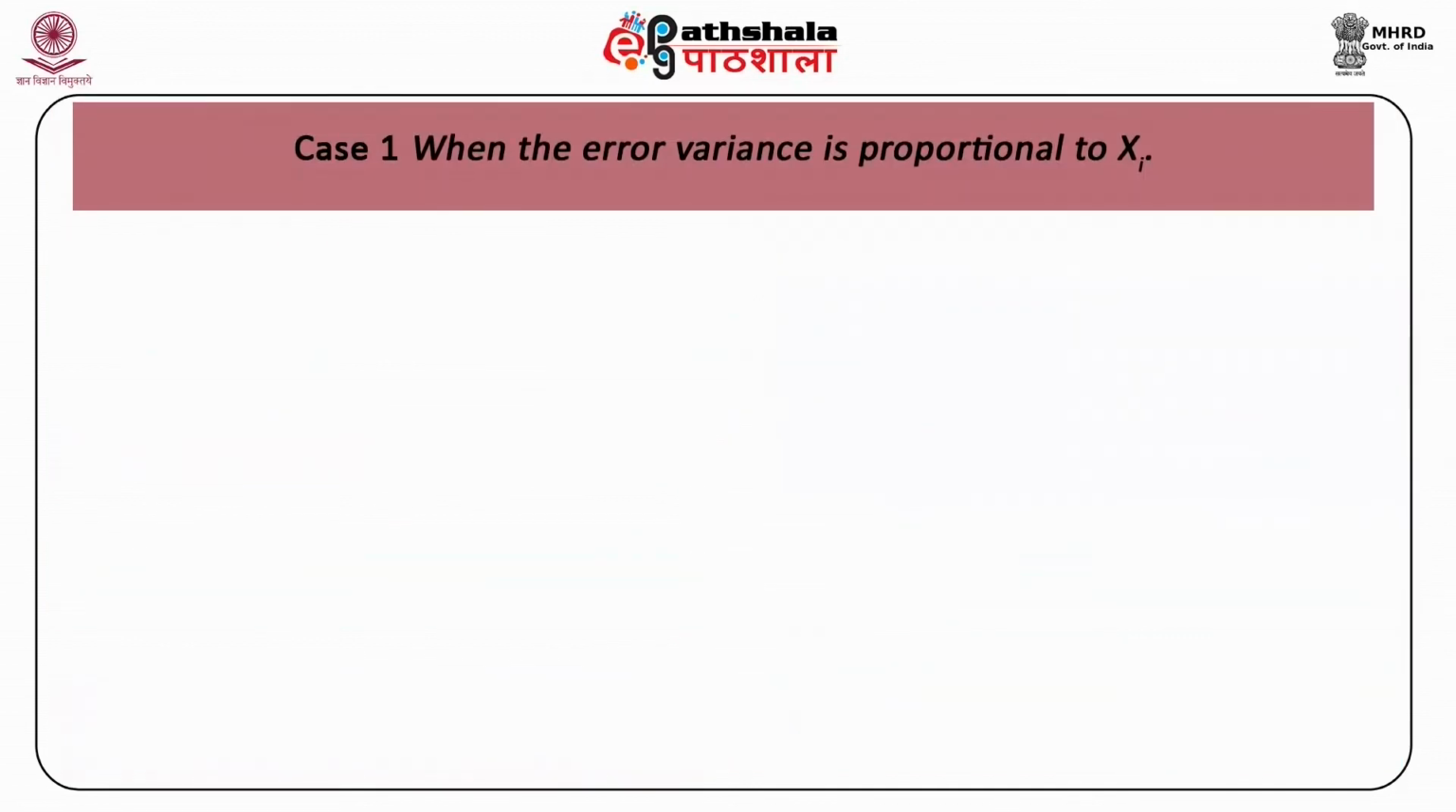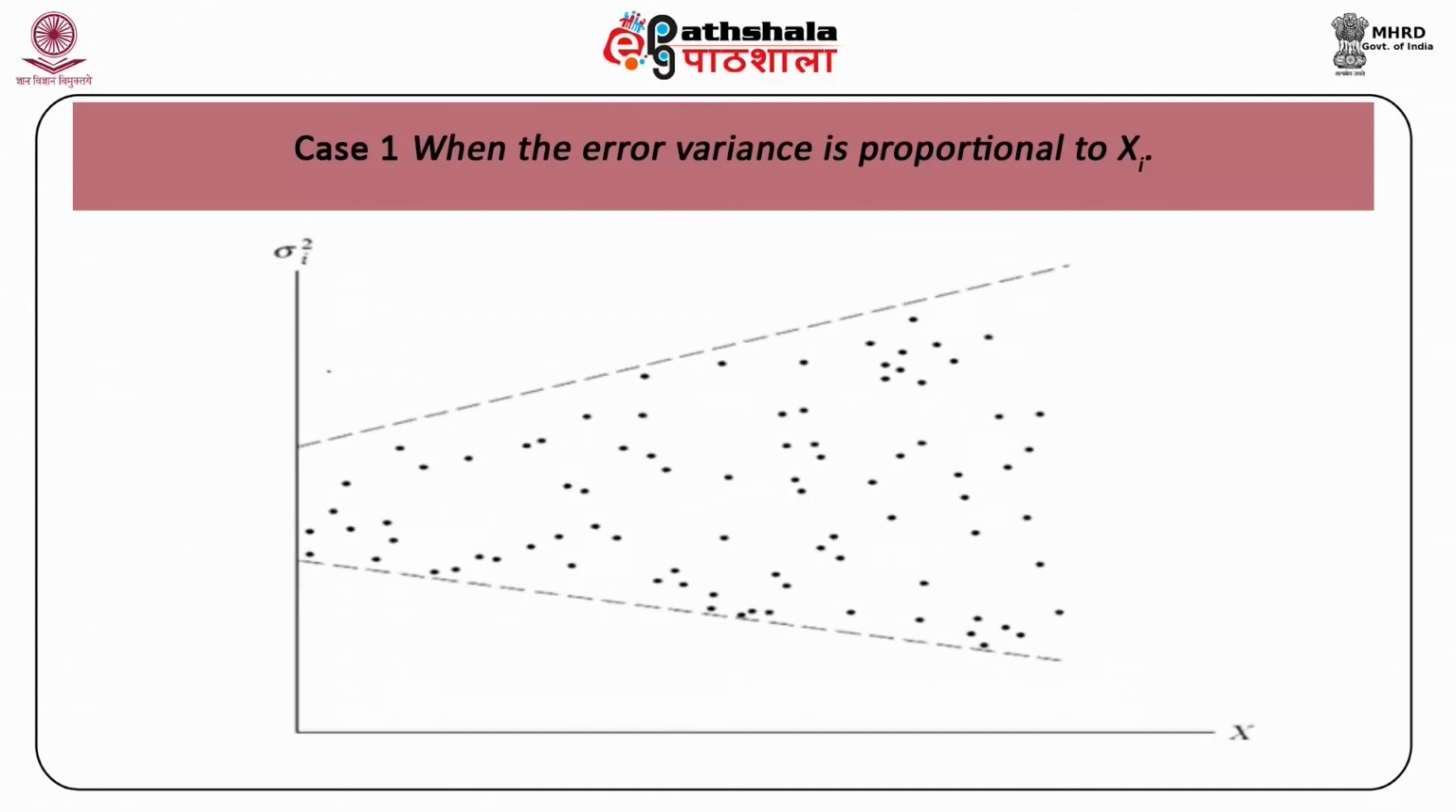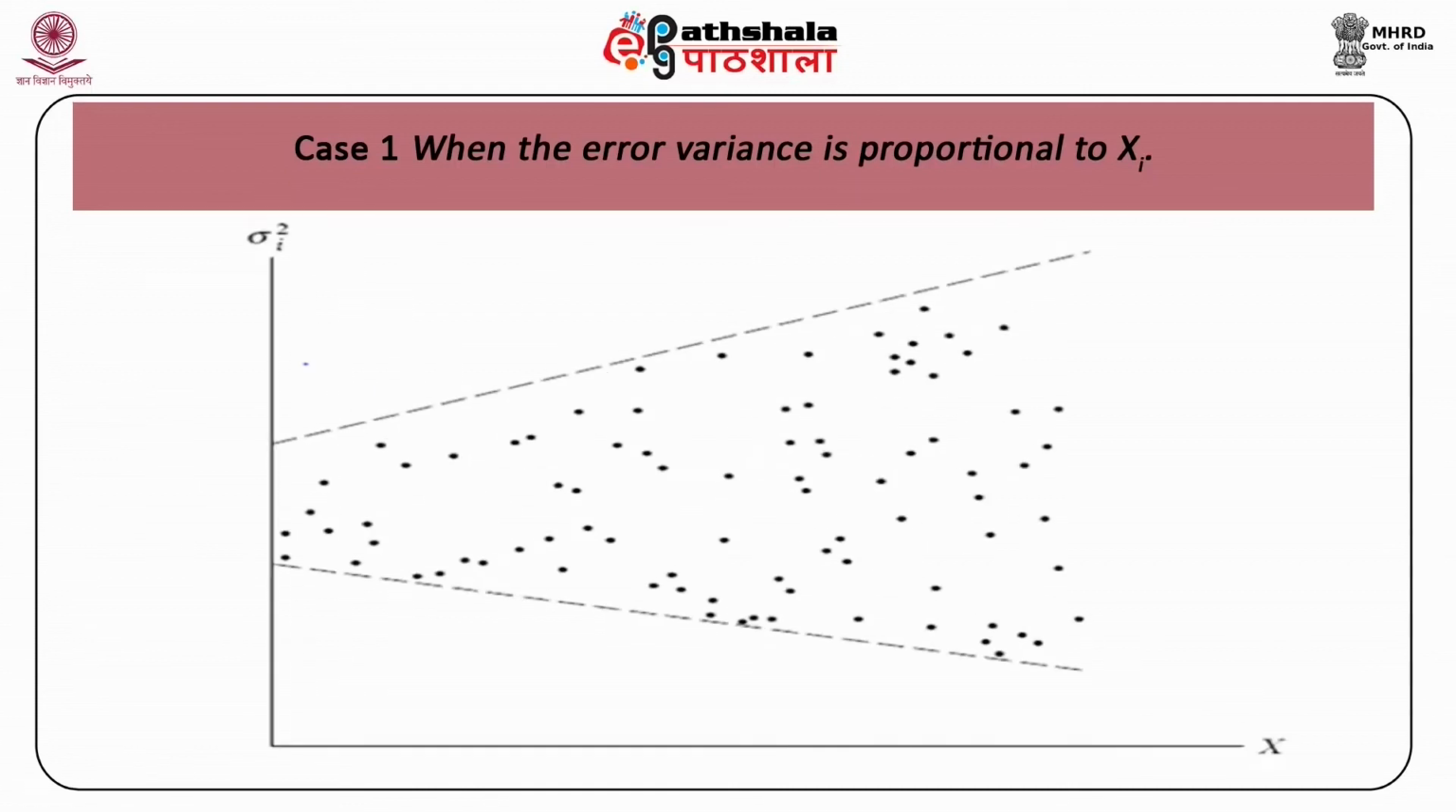Run the original OLS regression and obtain the residuals. Plot the square of these residuals against the explanatory variable x. If we get a pattern similar to figure 1, then we say that the error variance is proportional to, or linearly related to, xi, and sigma squared is the factor of proportionality, which is a constant.